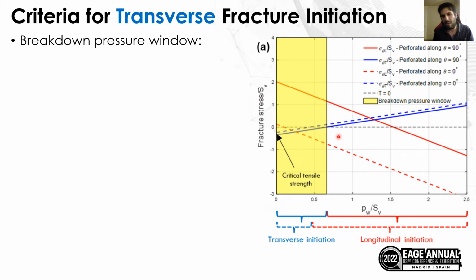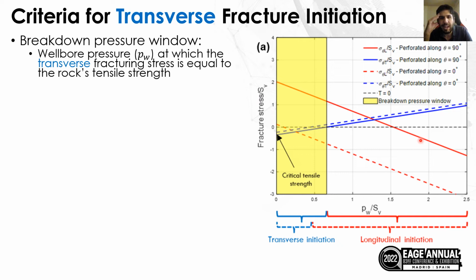If the breakdown pressure is higher than these values, outside this yellow region, you are going to get longitudinal fracture initiation because the longitudinal fracturing stress is more tensile. Remember, hydraulic fractures are tensile failures from the perforation base, according to our assumptions.